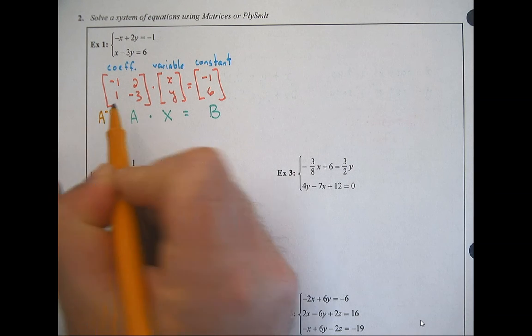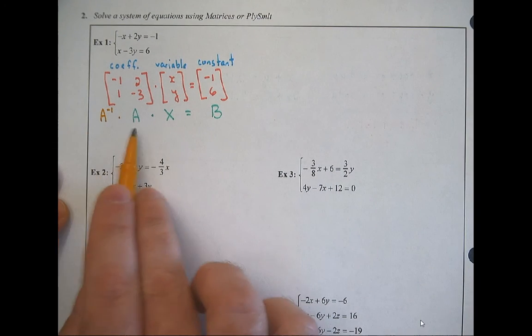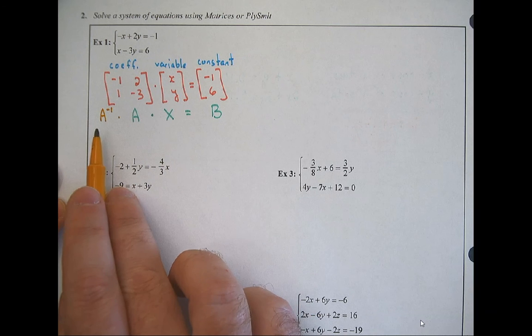So A inverse times A cancels each other out. I mean, that's similar to, like, let's take the number 3/2 and multiply it by the number 2/3. They would all cancel each other out, and you're left with just 1. That's exactly what happens here when we multiply by the inverse.